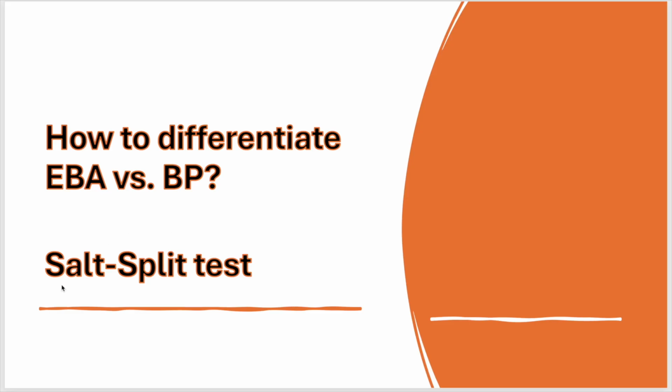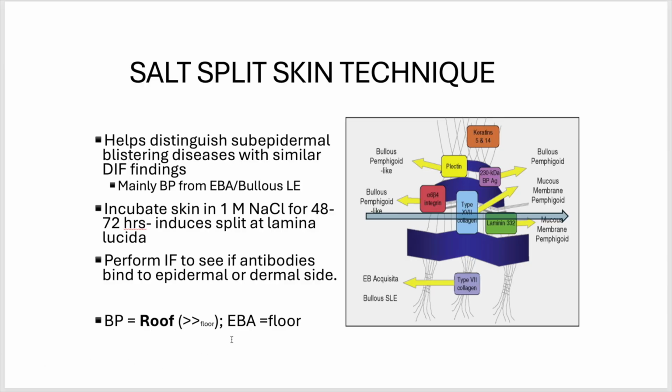Now let's talk about this very useful technique called the salt split test. It can help us differentiate EBA from BP. So how do we do it? The technique is we incubate either normal human skin or the patient's skin in 1 molar saline for about 48 to 72 hours. That salt split technique will create an artificial split at the basement membrane zone, and more specifically at the area of the lamina lucida.